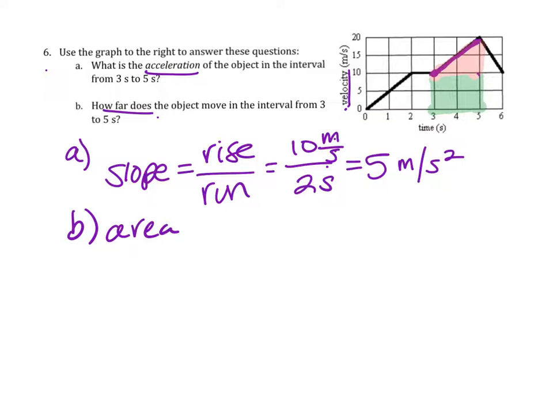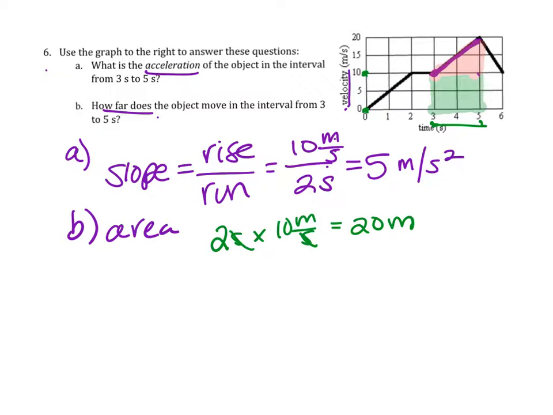So for the box is just length times width. So that has a width from 3 to 5, which is 2. So it's 2 seconds wide, times its height, the box's height goes from 0 up to 10. So it has a height of 10 meters per second. The seconds cancel out. When you multiply, you're going to get 2 times 10 equals 20 meters for the box.